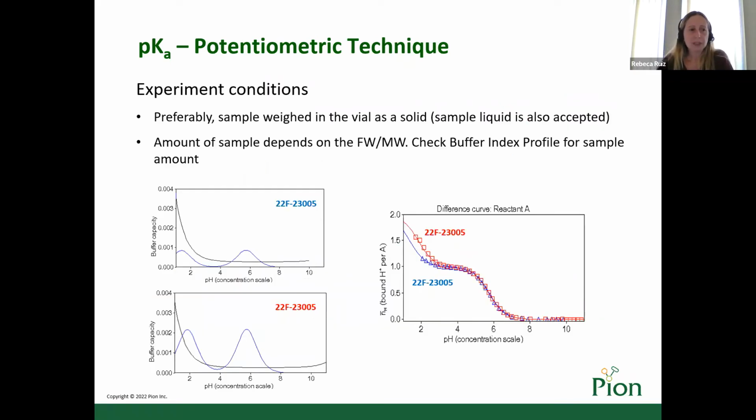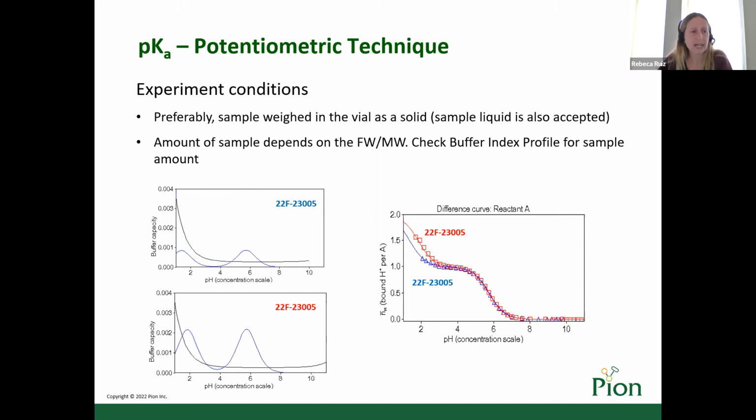Now I'm going to present the potentiometric technique. For this technique, it's advisable to weigh the sample in the vial as a solid. The amount of sample depends on the formula weight and the molecular weight. And for that, the buffer index profile needs to be checked to assure that the experiment will be run with enough sample. It needs to take into account that during the experiment, not only the sample is titrated, the media is titrated as well. So this is why the amount of sample has to be higher than the buffer capacity of the media to be able to obtain good results.